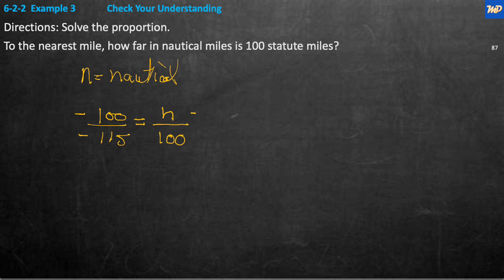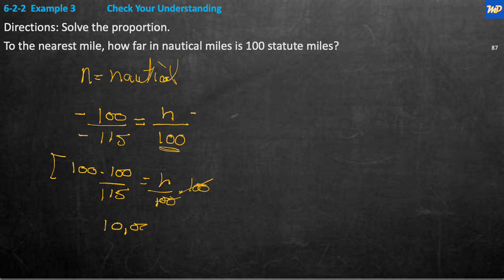And I'm going to choose to use just method 1 from earlier in this lesson, instead of the cross product. It's fewer steps. So I'm just going to multiply both sides times 100 to get rid of the 100 in the denominator. 100 times 100 divided by 115 equals N divided by 100 times 100. These 100s cancel, and these 100s on this side multiply to 10,000. And you're going to divide that by 115, and that will equal N, the nautical miles.